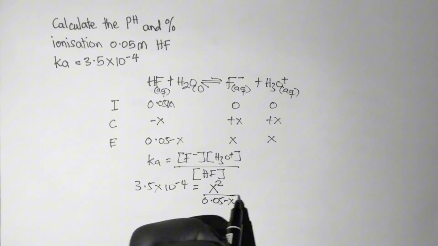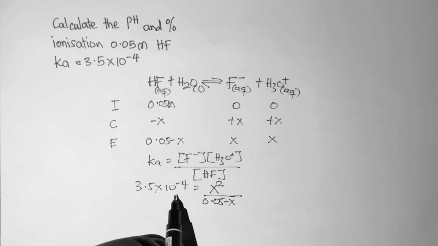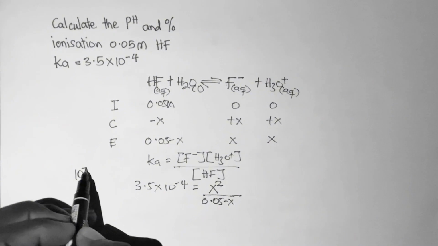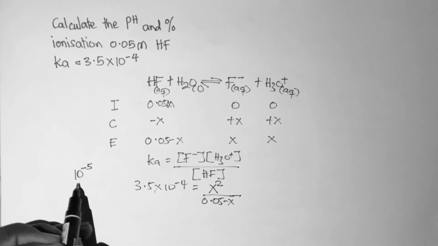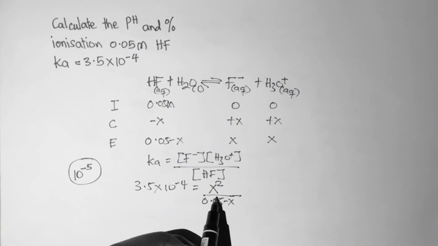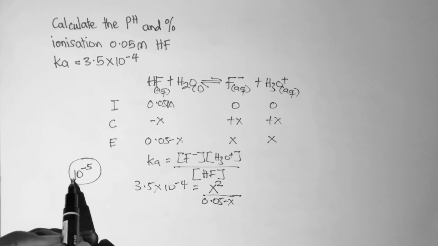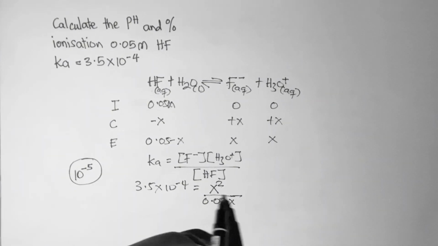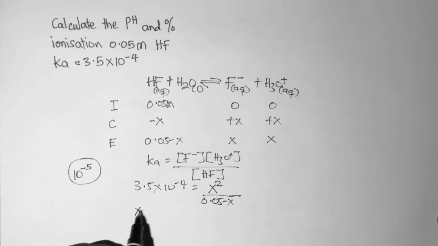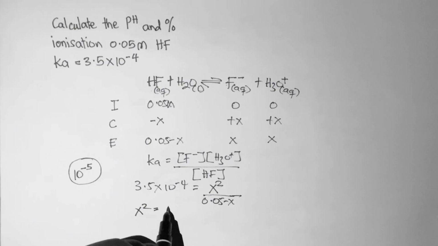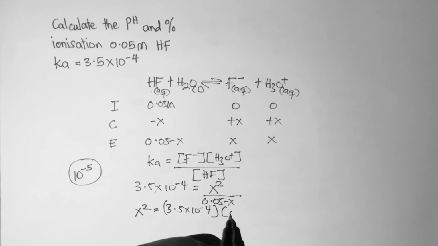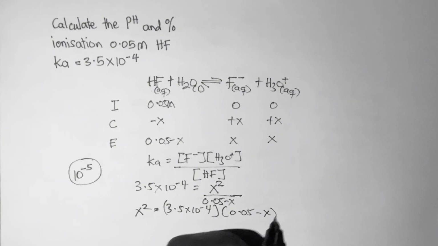0.05 minus X. However, this is a special case because remember we said for this approximation to be true, we need to use times 10 exponent minus 5 or less. When K is times 10 exponent minus 5 or less, then we can do the approximation. But in this case, it is greater than times 10 exponent minus 5, and therefore the approximation will not hold. So what we need to do is to expand. So X squared is equal to 3.5 times 10 exponent minus 4, all of this times 0.05 minus X.